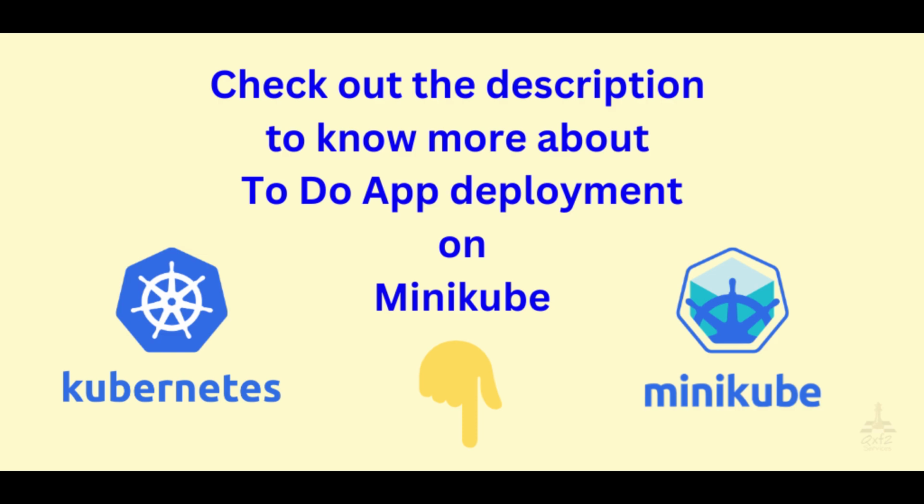Before we dive into debugging, take a moment to check out the video description for details on the To-Do app we used as an example in this session. This app has been deployed on Minikube, a lightweight Kubernetes implementation perfect for local testing. By following along, you can either deploy the same app or use your own application to practice the commands and techniques demonstrated here. Let's get started and explore how to troubleshoot Kubernetes components effectively.